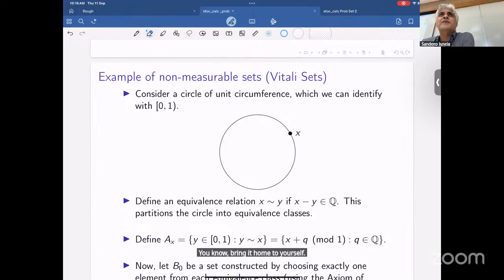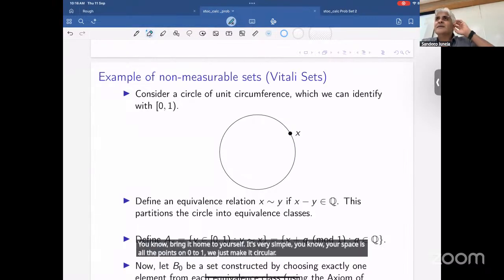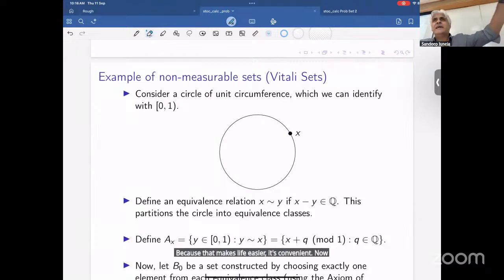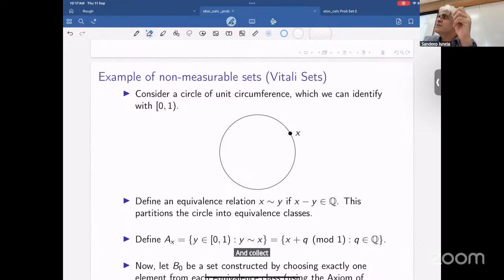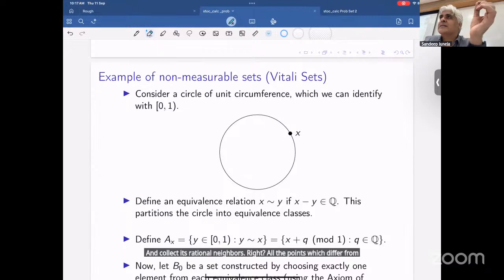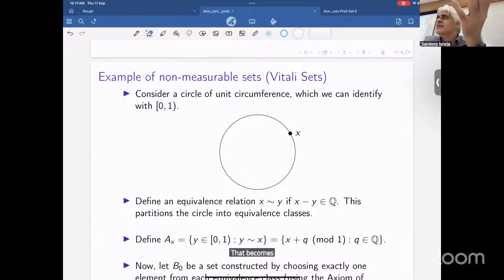It's very simple. Your space is all the points on 0 to 1. We just make it circular. Okay, that makes life easier. It's convenient. Now you take any arbitrary point x here and collect its rational neighbors, right? All the points which differ from it by a rational number, that becomes one set. Take them out. Take another point, collect all its rational friends, take that out.